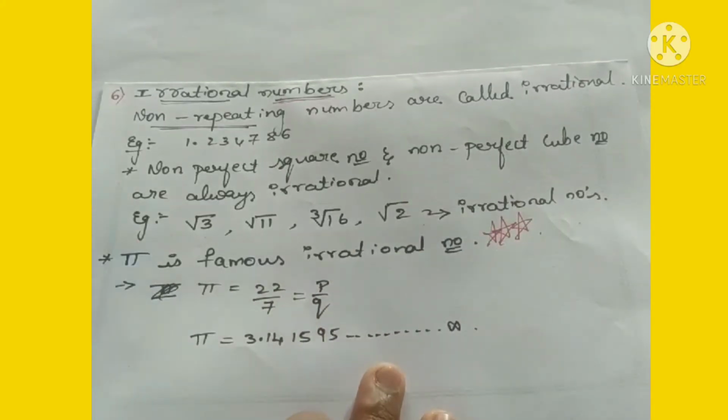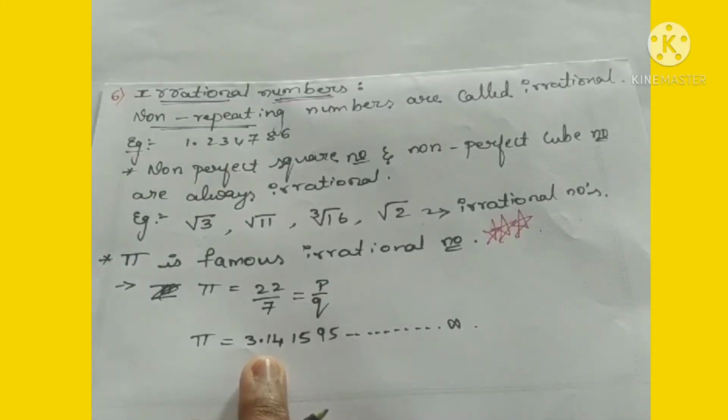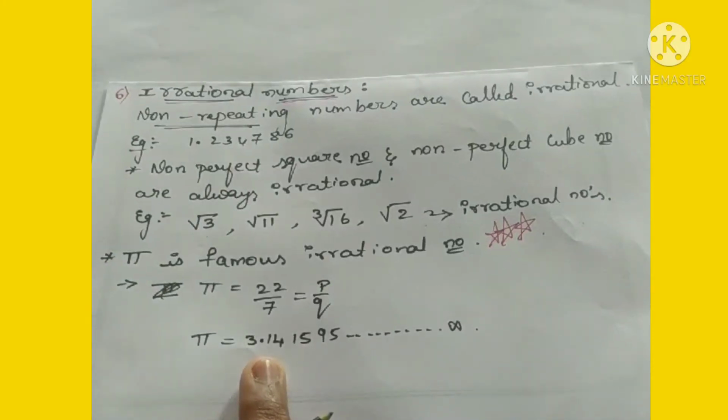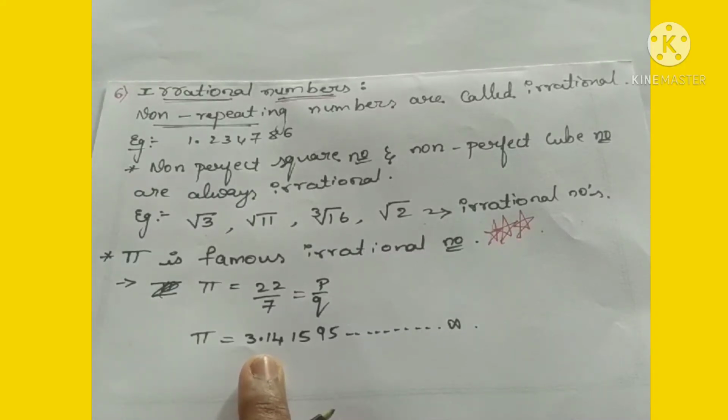So here a non-repeating number comes. So we say that pi is a famous irrational number. After the decimal point, a non-repeating number comes, so it is a famous irrational number. So is it clear? Now this is all about the irrational numbers. Next we move on to the prime numbers.